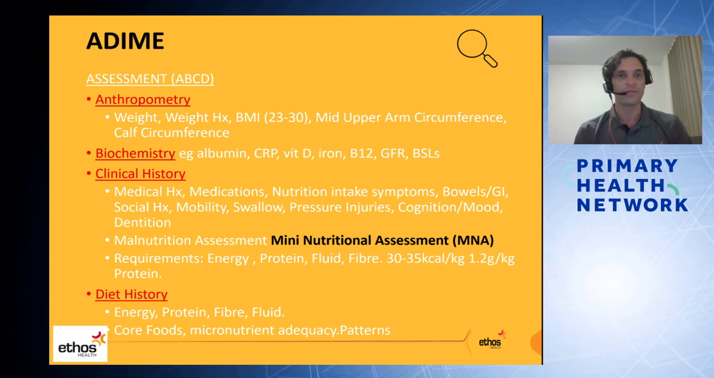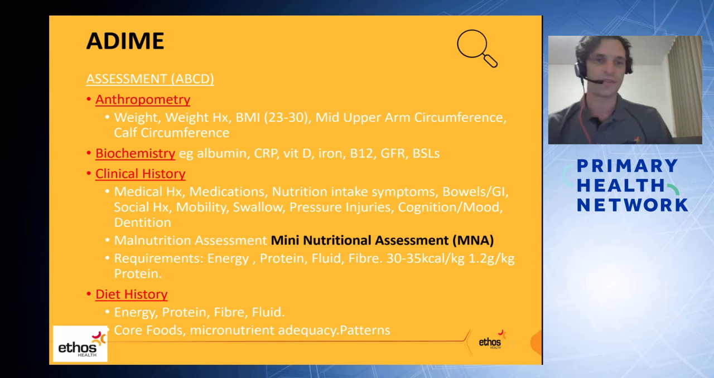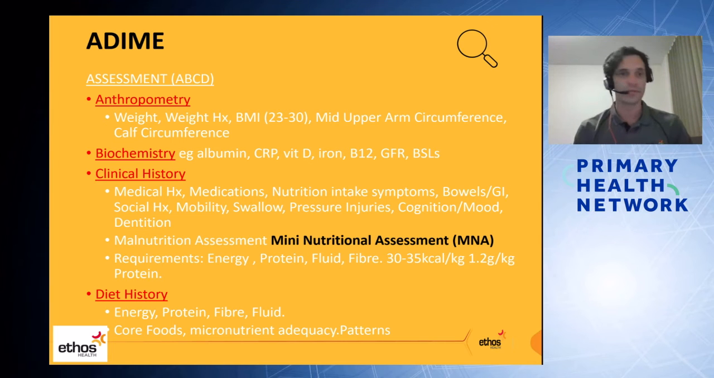Then biochemistry, and anything relevant for that particular resident. It might be albumin, which looks at muscle and protein stores, and level of inflammation in the body, which might guide their particular requirements. We also closely look at some nutrients that may be at risk in this population, such as vitamin D, iron studies, B12, kidneys, and of course, blood sugars.